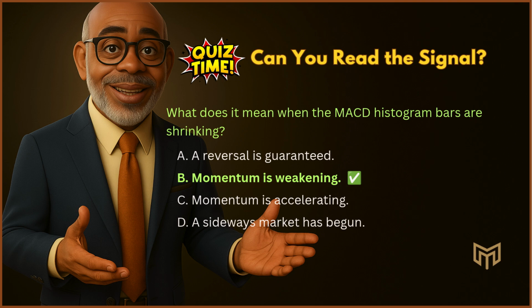C, momentum is accelerating. That's actually the opposite. Growing bars mean acceleration. Shrinking bars mean the energy behind the move is fading. And D, a sideways market has begun. Shrinking bars don't automatically mean the market is going flat. It simply means the current momentum is slowing down. Where it goes next is a separate question. If you got B, you're reading the histogram the right way. Now you know.